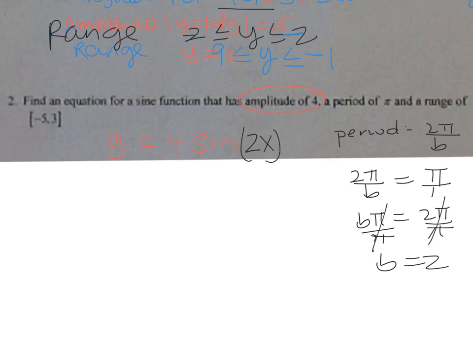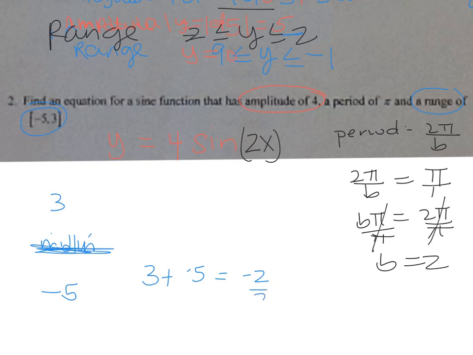And then I need to use the range, this range here, to get my midline, what I'm going to add back at the end, or subtract at the end. So let's see what it's going to be, either add or subtract. All right, so I'm going up to 3 and down to -5. So I need the middle, this midline. So just add them together, 3 plus -5, you get -2. And then I want the middle, so divide by 2, and I get -1. So my midline is y is equal to -1, so it's a -1 at the end. So it is y is equal to 4 sine 2x minus 1.